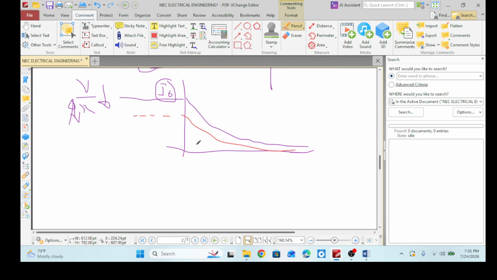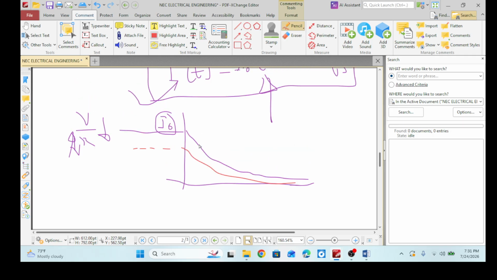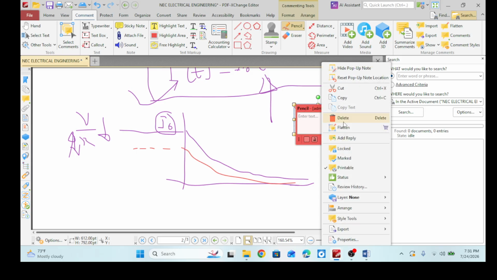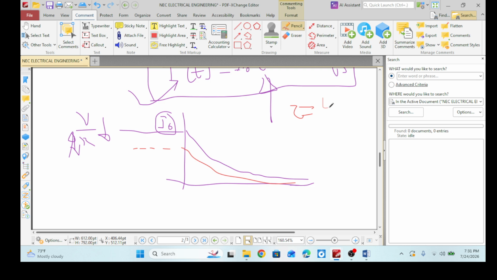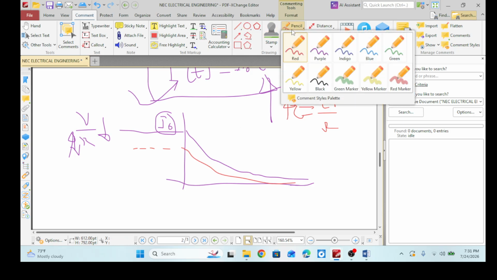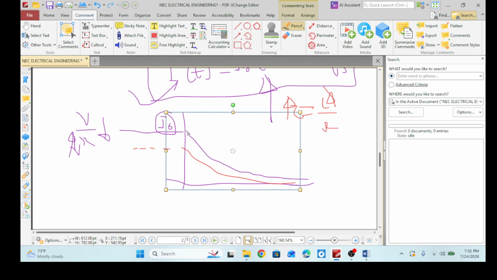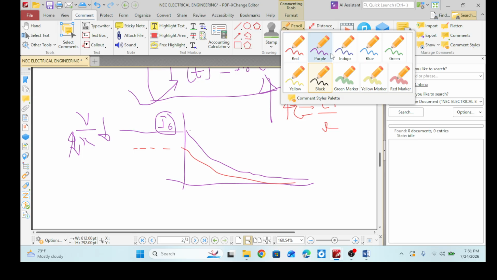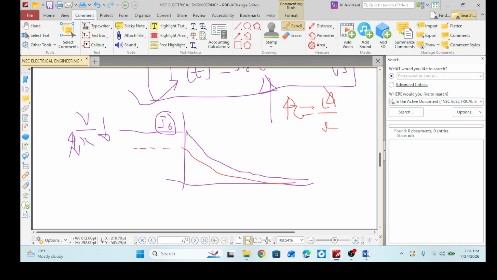Okay, and the graph will look like this. And what happens if we increase L? Tau is equal to L by R. If we increase L, the time constant will be increased. That means it will take a larger time to decay. So the graph will look like this. So when R is increased, the graph will look like this, and if L is increased, the graph will look like this. Now, did you get the concept?